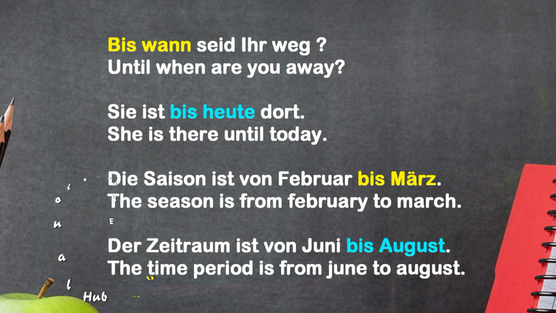Die Saison ist von Februar bis März. The season is from February to March. Der Zeitraum ist von Juni bis August. The time period is from June to August.